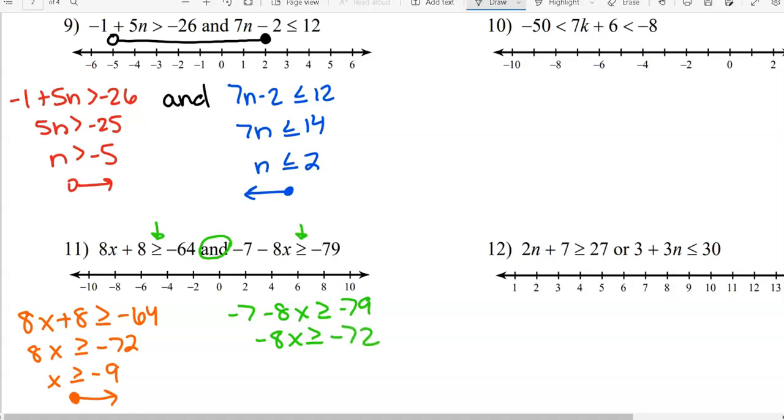-72. And then here, we're going to divide by -8. There it is. When we divide by a negative number, our sign is going to flip. So now we have x is less than or equal to -72 divided by -8, which is +9. So here's my closed dot, because we're equal to, and we're going to the left of +9. So my solution set is in between -9 and +9.